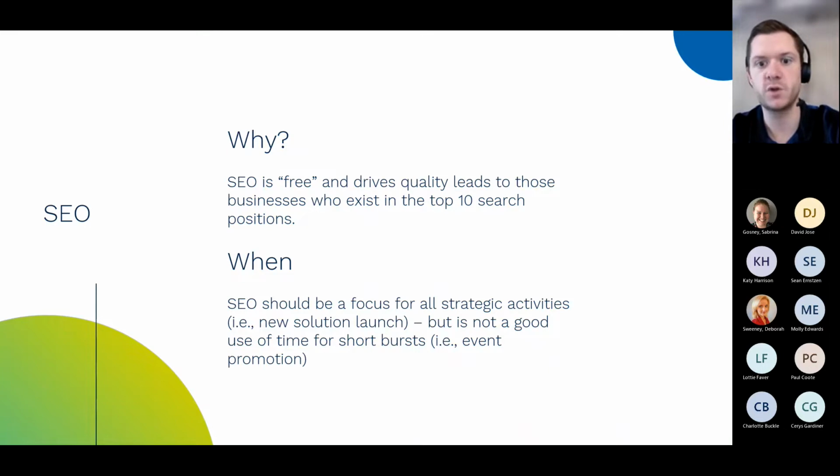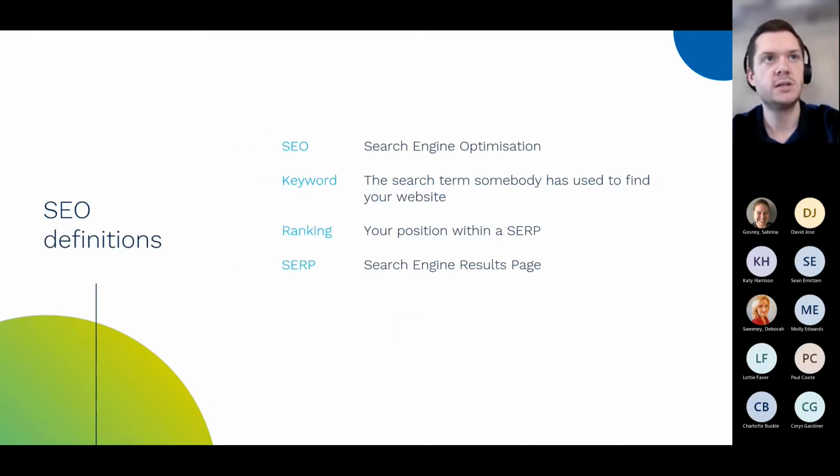So let's focus on the more strategic activities you're doing, i.e., if you're launching your proposition for Microsoft 365 for business and you're focused on Business Premium, let's absolutely optimize that page for that success. So just very, very back to basics, some SEO definitions. SEO stands for search engine optimization. A keyword is the physical term someone searches. Keyword rankings are your position within a SERP, and then your SERP is the search engine results page.